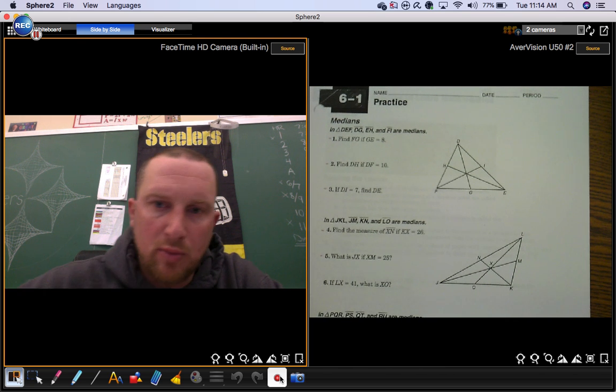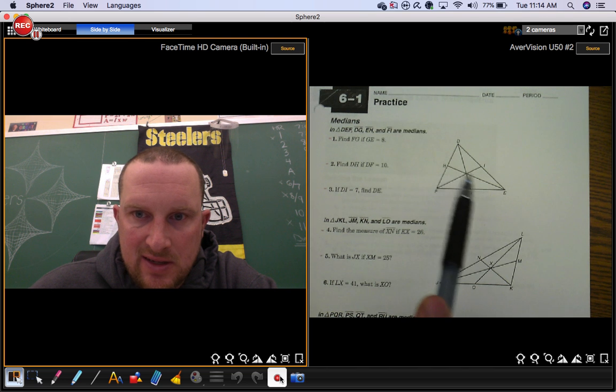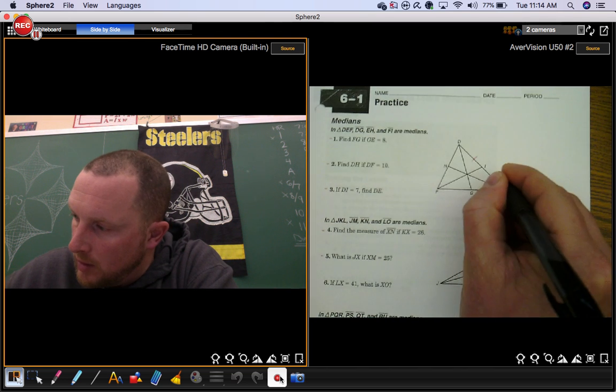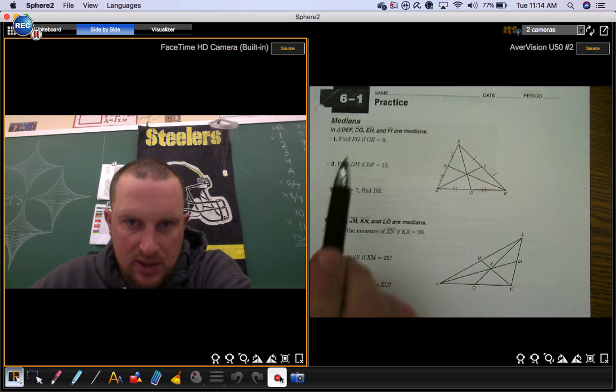This is 6.1 practice. Here's a triangle. They're telling you that these three segments inside are medians. So that means this. Let's just answer these questions.